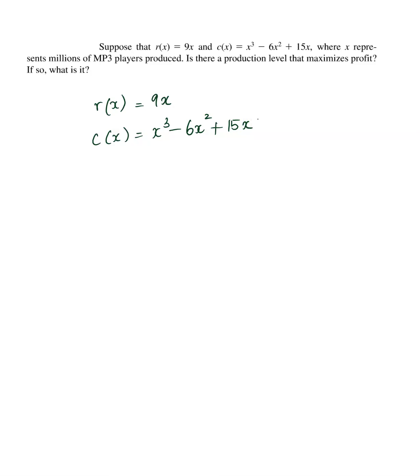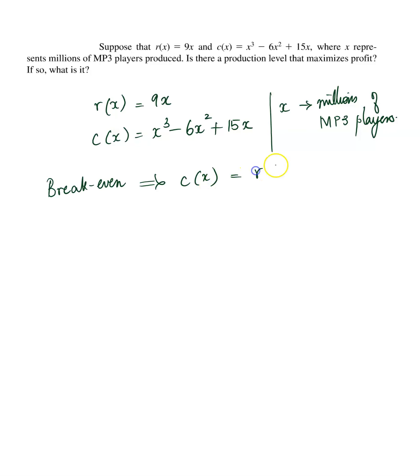Okay, we now know, and let me also write here, x is millions of MP3 players. It's measured in millions. So we know that the break-even will occur when R and C meet, isn't it? So that means C of x will be the same as R of x.